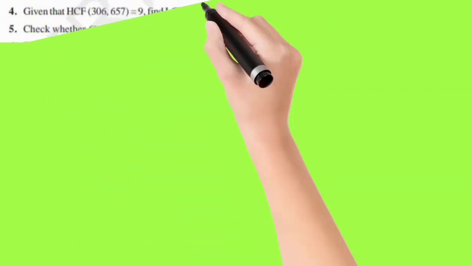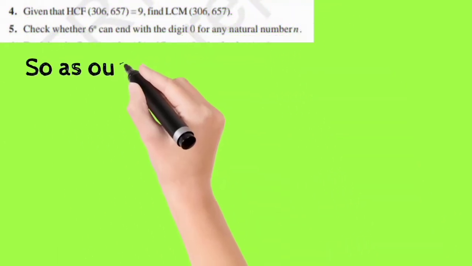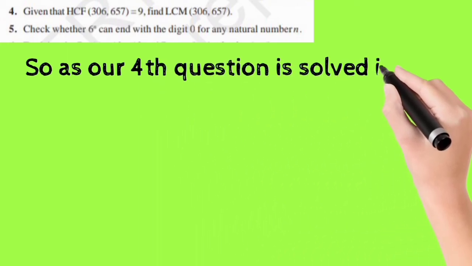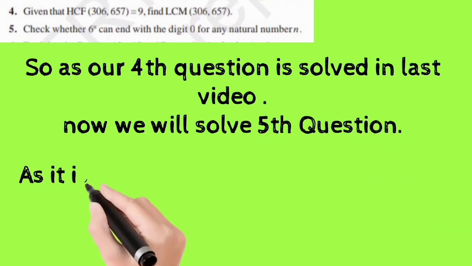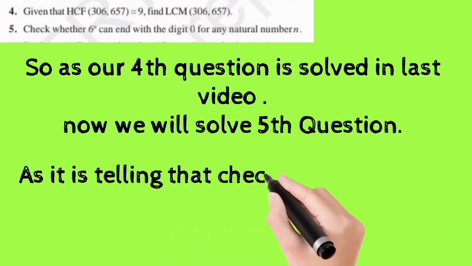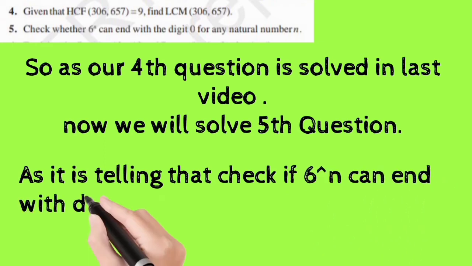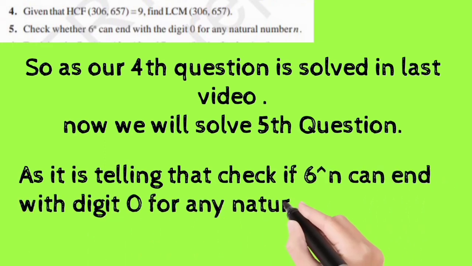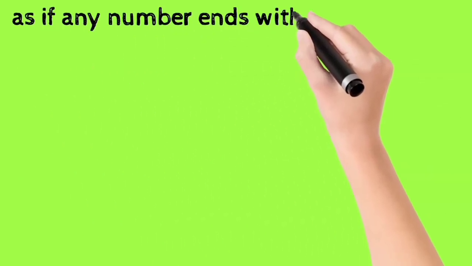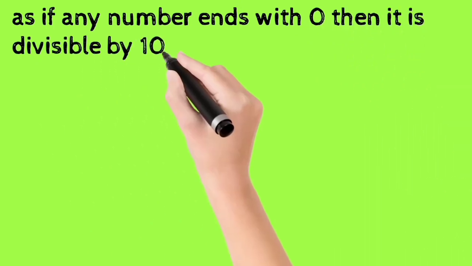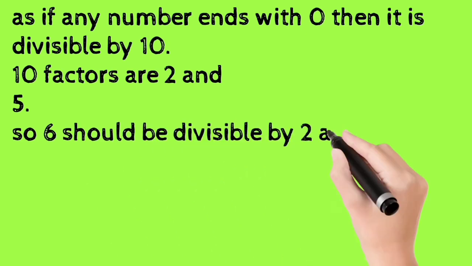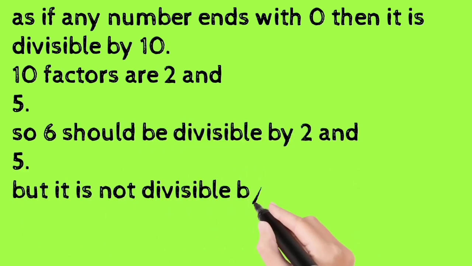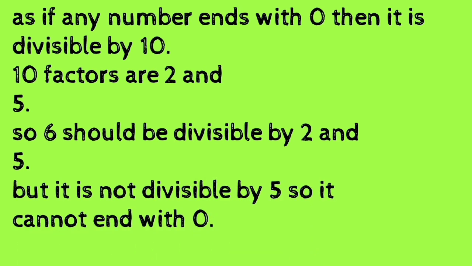As our fourth question was cleared in the last video, we will continue with the fifth question. It is telling us to check whether 6 to the power n can end with digit 0 for any natural number n. If any number ends with 0, then it will be divisible by 10. The factors of 10 are 2 and 5, so it would need to be divisible by both. But 6 to the power n is not divisible by 5, so it will not end with 0.